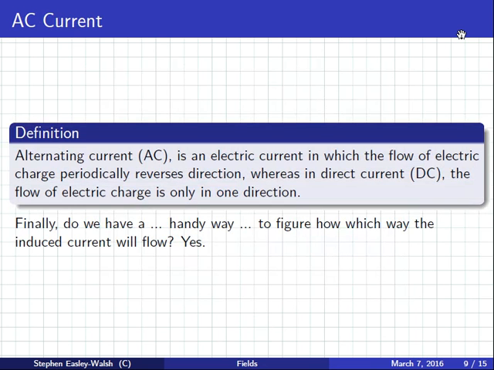Yeah. So, Andy, I'm so tired, I completely forgot. You asked me, do you have a way to know which way the current is moving? Yeah. And I just completely forgot. Yes, you definitely do have a way. I was making a joke here. Do we have a handy way to figure out which way the current will flow? And the answer is yes.